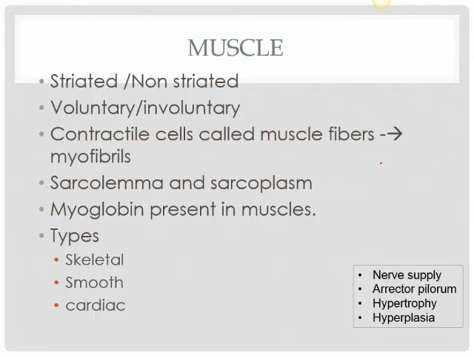Apart from myo, we also use the word sarco with muscle. So the outer covering, the cell membrane of a muscle cell or a muscle fiber is known as sarcolemma. So this is the cell membrane or the plasma membrane of a muscle fiber or muscle cell. It's called sarcolemma. The cytoplasm is called sarcoplasm.